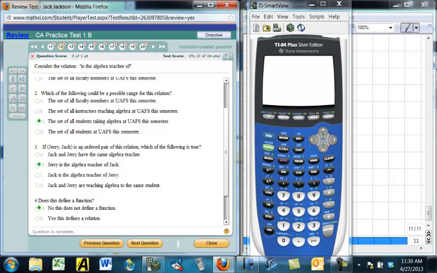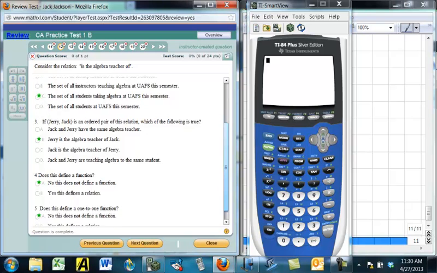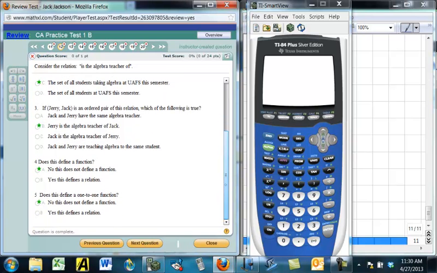Does this define a function? No, it's not a function. It is a relation because it generates sets of ordered pairs. Is it a function? Well, no, because a function has to have no repeats in the first coordinate. For example, I'm used as an algebra teacher for many of you, so I'm used as a first coordinate multiple times. Even if I'm used twice as a first coordinate, it's not a function. And so certainly if it's not a function, it's not a one-to-one function.